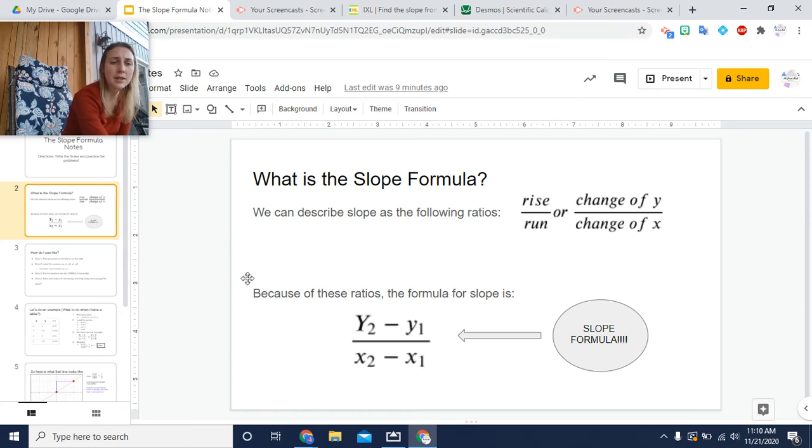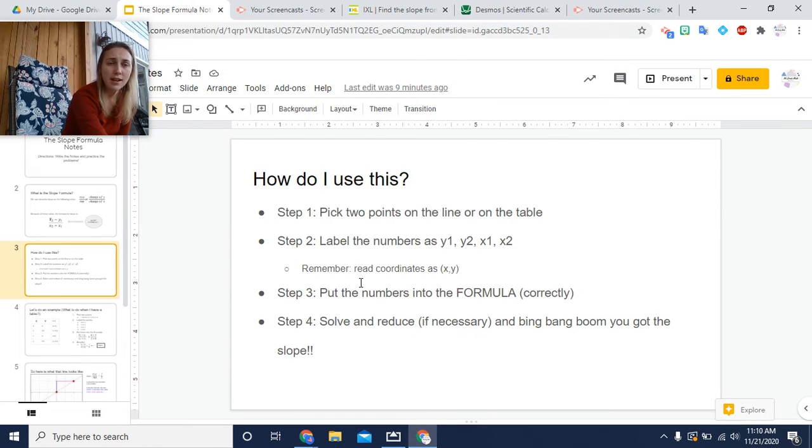So the next slide, we have the steps of using the slope formula. Step 1 is you're going to pick 2 points on the line or on the table, or if you're doing IXL Y2, it chooses the coordinates for you. So you're going to pick those 2 points. You're going to label those points as y1, y2, x1, and x2. I'll show you exactly how to do that in a second. And I just put a little reminder in here. When you're reading the coordinates, you're always going to read them as x and then y. That's what coordinates are. The first number is always x, and the second number is always going to be a y.